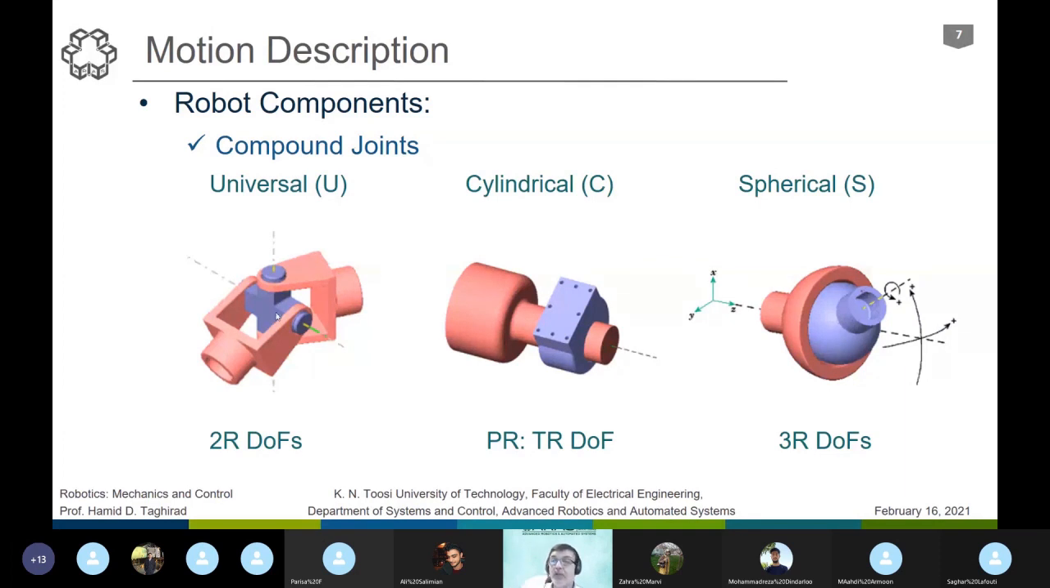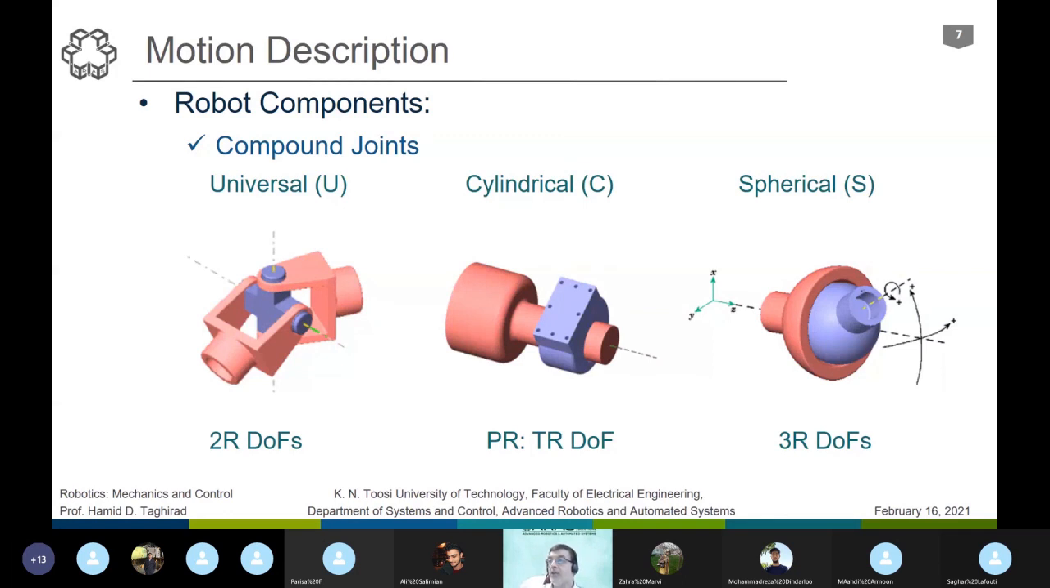And this is why we call them compound joints. So it has 2 degrees of freedom. We can represent a U joint, or a universal joint, by 2 rotational primary joints.